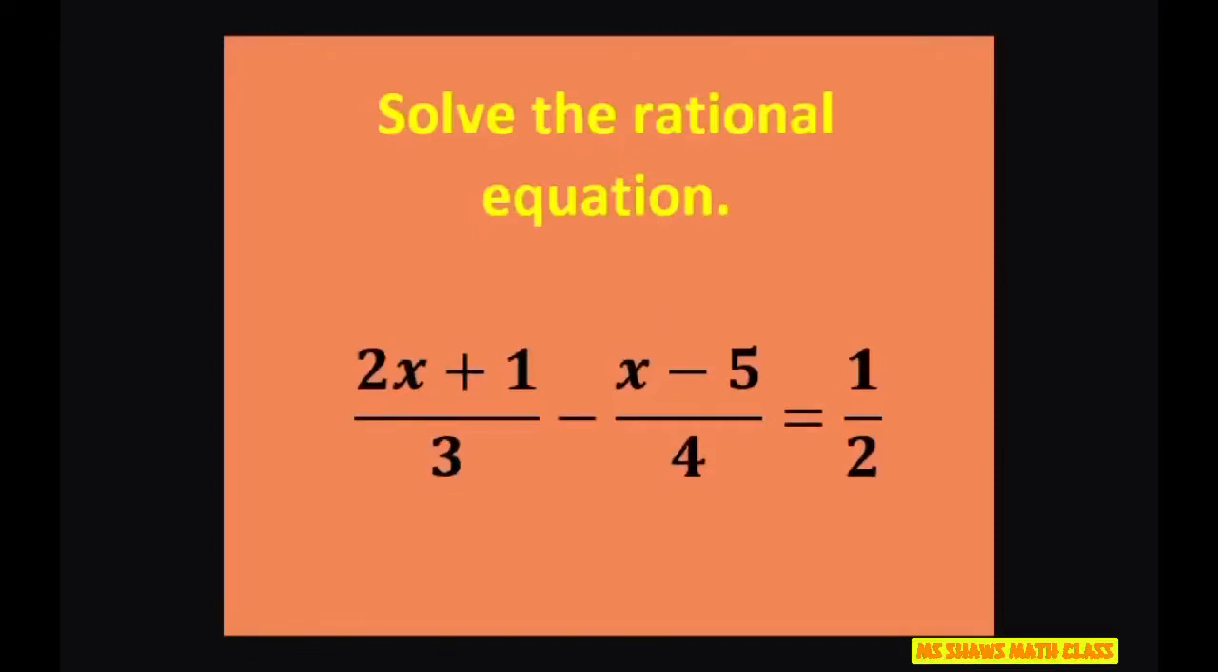Everyone, we're going to solve a given rational equation. So basically what we need to do is clear these fractions. And I'm going to do that by multiplying each term by the least common denominator. So you have 3, 4, and 2. Therefore, the least common denominator is going to be 12. So let's write our equation out.